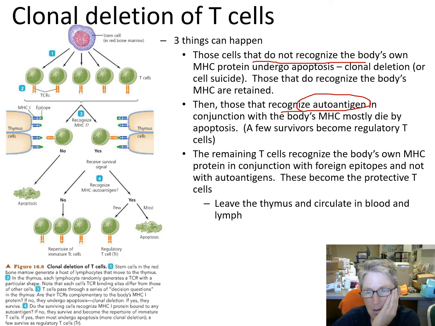And then the remaining T cells: if you are a T cell and you recognize MHC in conjunction with a foreign epitope and not an autoantigen, so a foreign epitope antigen and not a self-epitope antigen, then you can be an immunocompetent T cell. You leave the thymus and off you go to circulate in the blood and lymph and hopefully find a nice lymph node to live in.